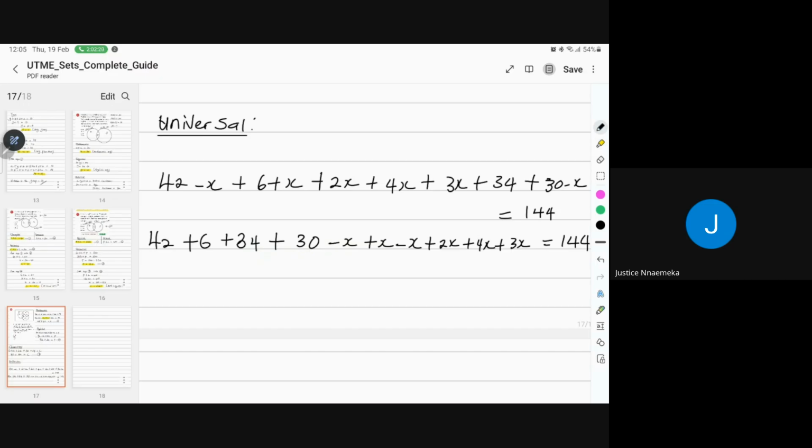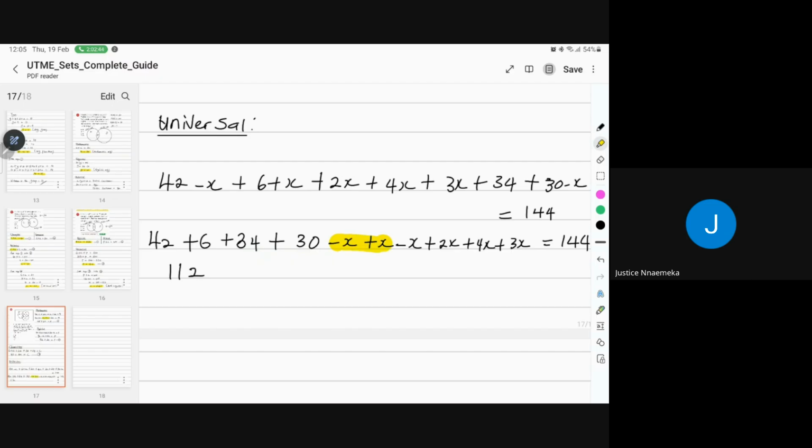64 plus 48 is... no, I said 64 plus 48, because 8 plus 4 will give us 12. Carry 1. So 6 plus 4 is 10, plus the carried 1. That is 112. Yes, 112, right?